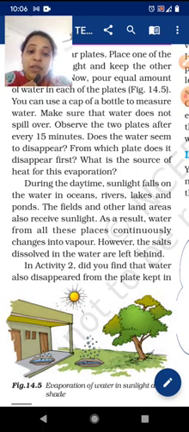During the daytime, the sunlight falls on the water in oceans, rivers, lakes and ponds. The fields and the other land areas also receive the sunlight. See, each and every place has sunlight, okay. As a result, the water from all the places continuously changes into vapor. However, the salts dissolved in the water are left behind.